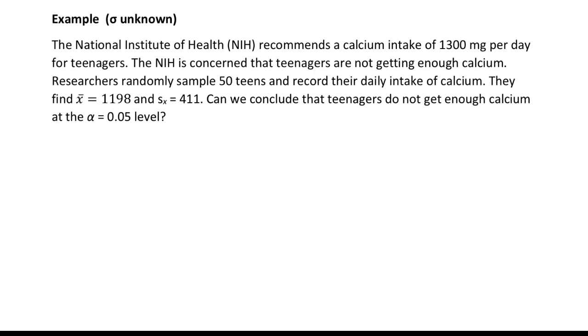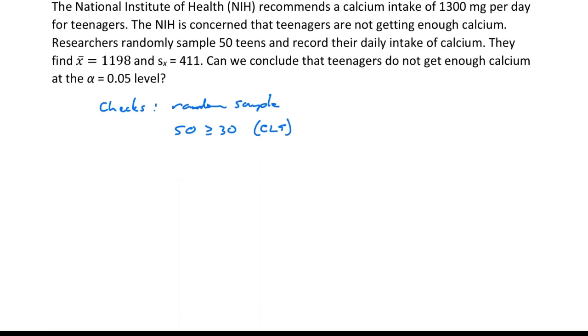Okay, so as always, we are starting with our checks. They tell us that they randomly sampled these teenagers, so we do have a random sample. And in this case, they sampled 50, which is greater than or equal to 30. So by CLT, again, we know that this is normal. We're going to make that assumption and move forward.